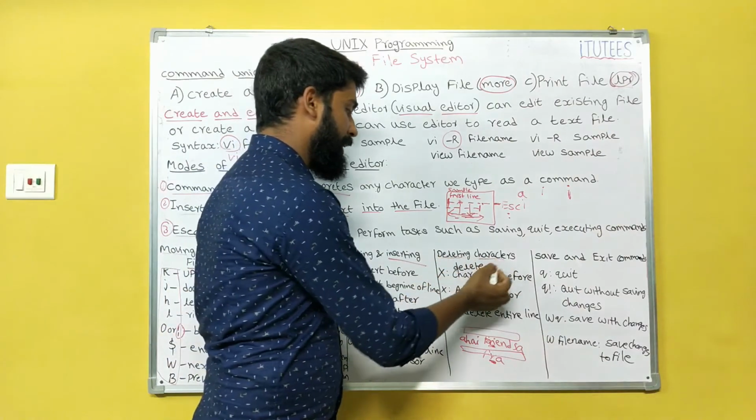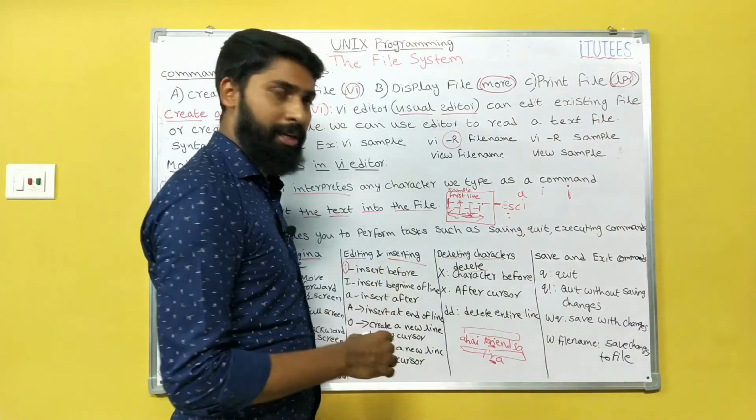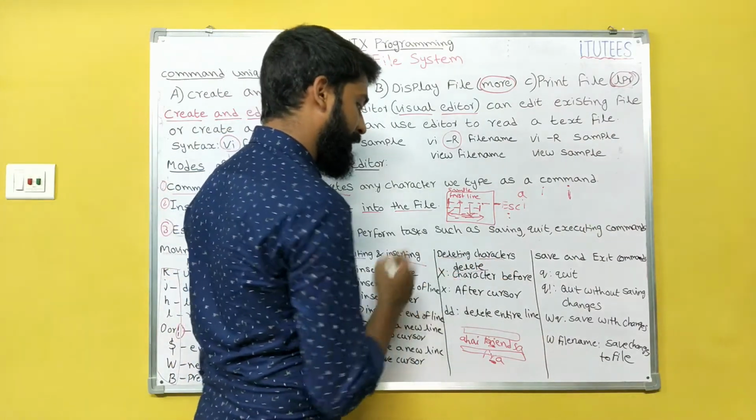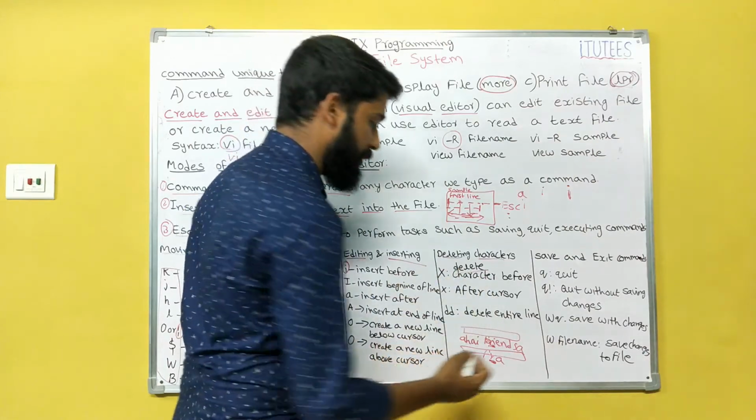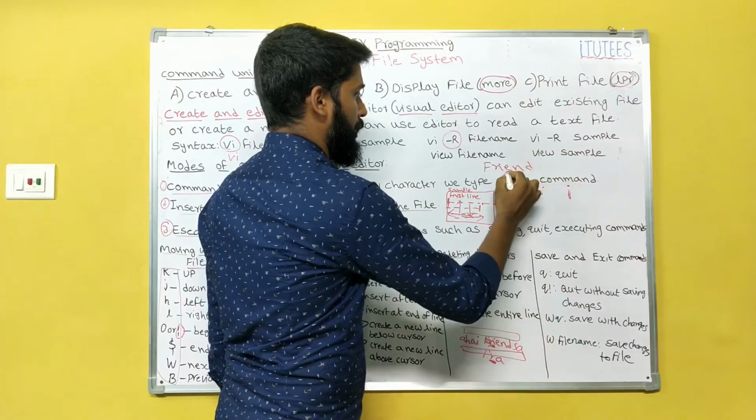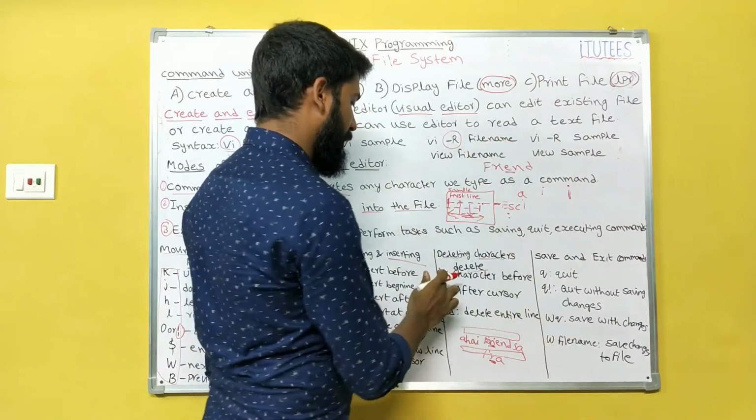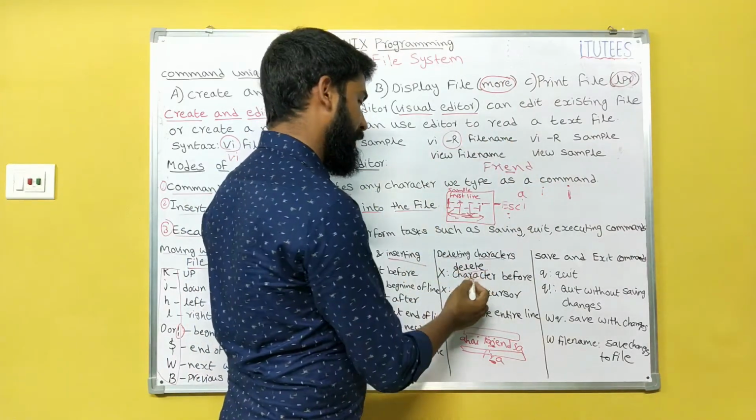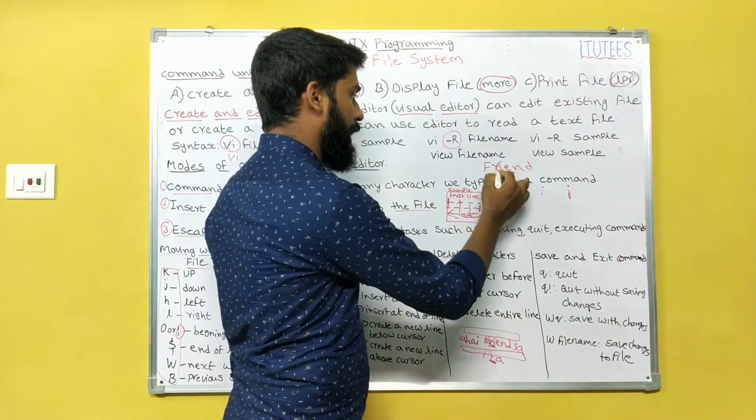Like that, deleting characters. How can we delete characters? Capital X deletes the character before the cursor. For example, this is the data and this is the cursor. If I give capital X, it deletes the character before, that means the i is deleted.